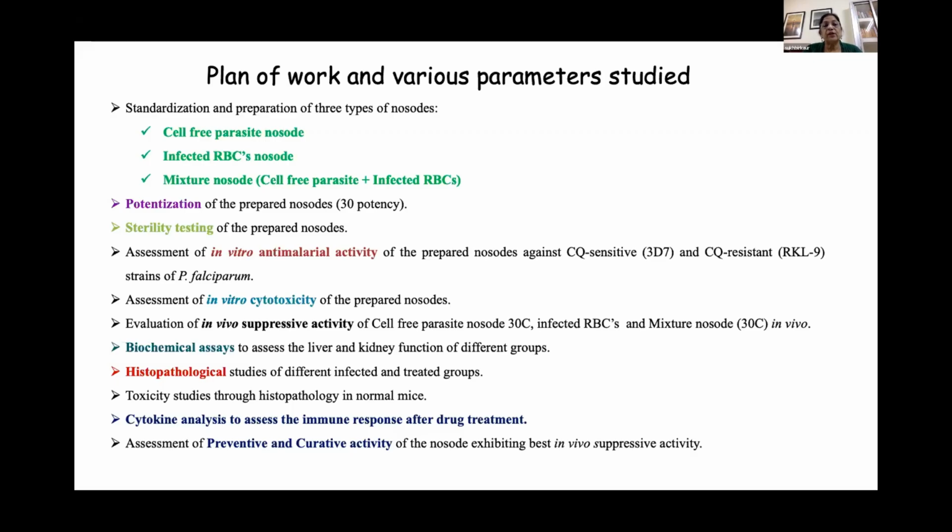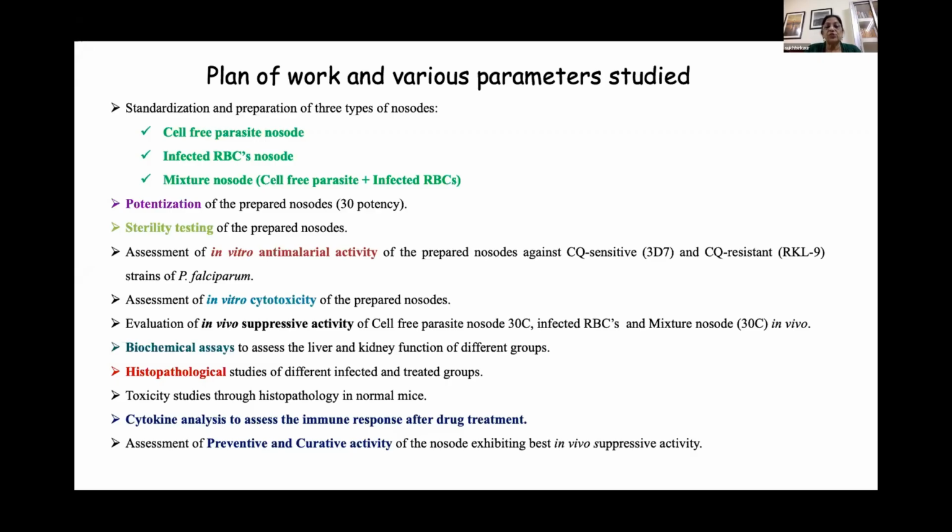So for this, we planned to prepare different types of nosodes. We prepared cell-free parasite nosode, we prepared infected RBC nosode, and we also prepared a mixture of these two types of parasites. Then we potentized these nosodes and we checked the sterility. We also checked the in vitro antimalarial activity of these nosodes on the chloroquine sensitive strain as well as a chloroquine resistant strain of P. falciparum. We checked the in vitro cytotoxicity of these nosodes. We also did in vivo studies, whereby we checked the suppressive activity of these three types of nosodes in the animal model, that is the mice.